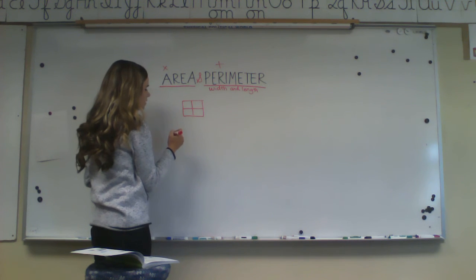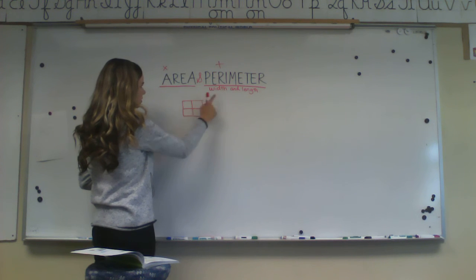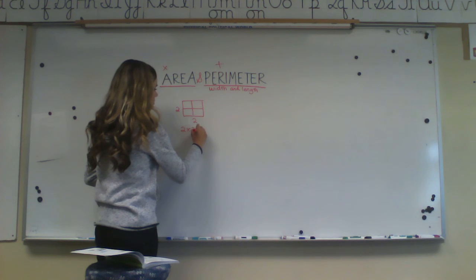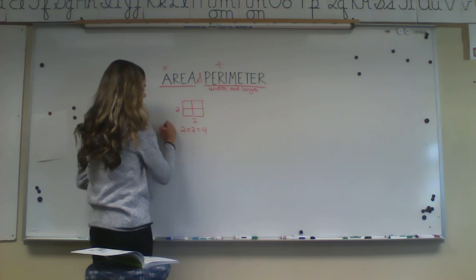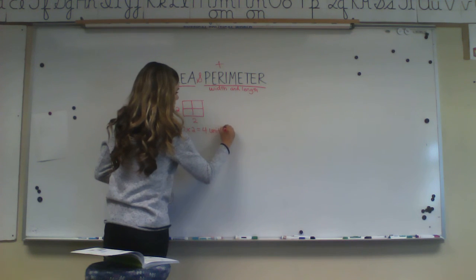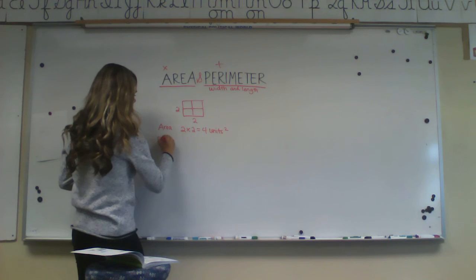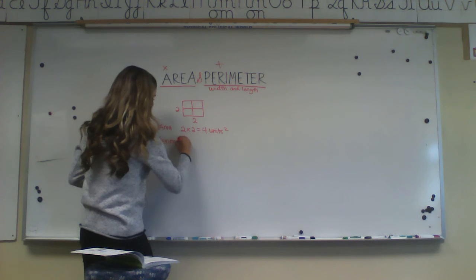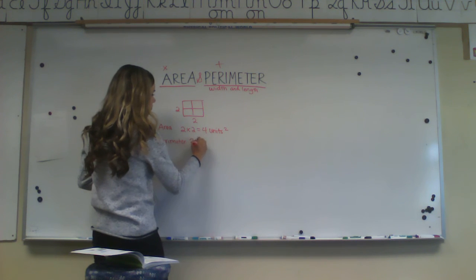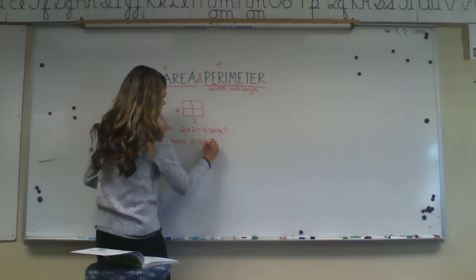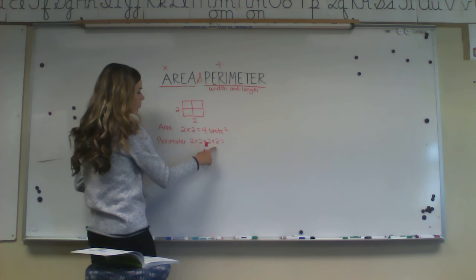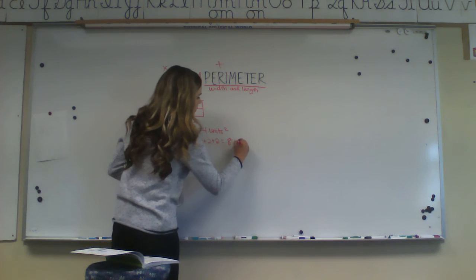So the way we would find the area is to multiply, like I said, the width and the length. So we have 2 and another 2. So 2 times 2 equals 4. This would be our area. And then to find the perimeter, we're going to add all the sides together. So we have 2 plus 2 plus another 2 plus another 2. We have 4 plus another 4, which is 8. So the perimeter is just 8 units.